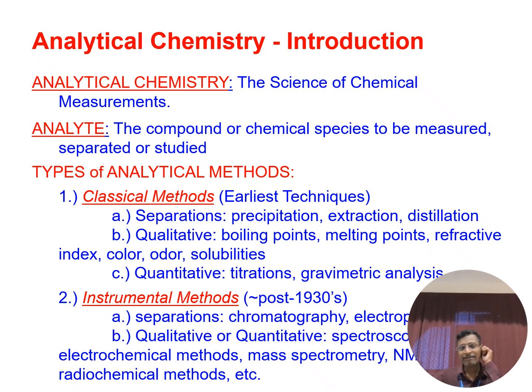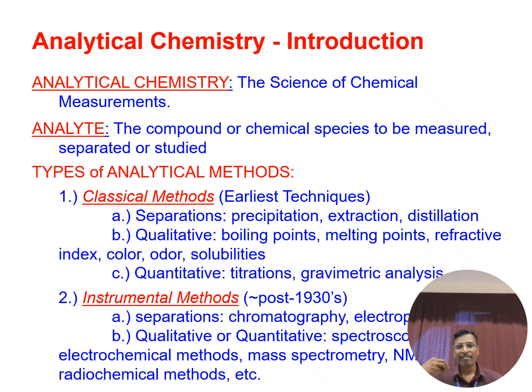Now let us see one by one the classical methods and the current methods used in analytical chemistry. First you should know what analytes are: the compound or chemical species to be measured, separated, or under investigation. That is called the analyte. In olden days, separation was done via precipitation or extraction, either liquid extraction, and then distillation. These are the techniques used in olden days.